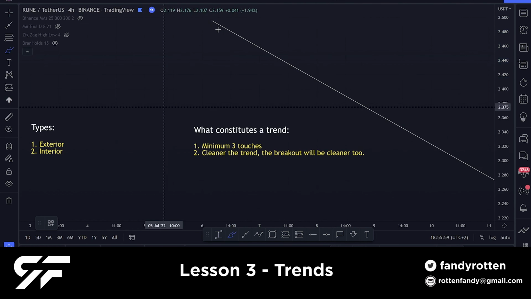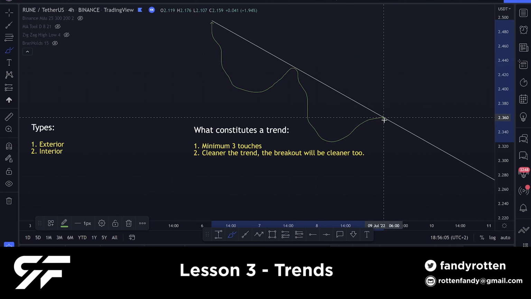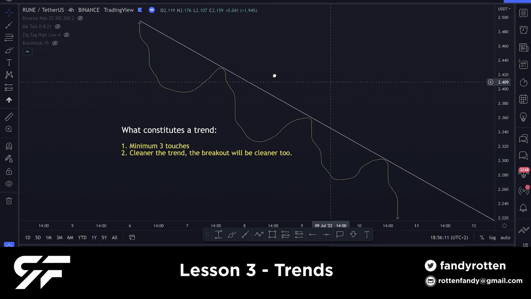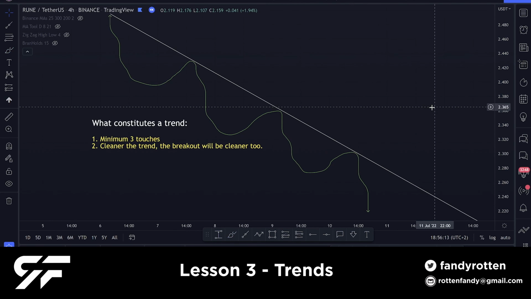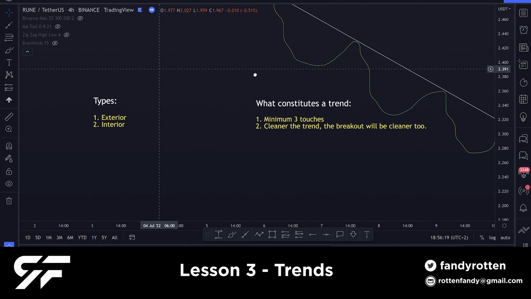But imagine if that same trend line were cleaner, in other words, with quite clean touches, right? Now this type of trend, when it breaks, the breakout you will see very clearly, okay? And the move will be just as big as well, okay? That's another important thing to remember.